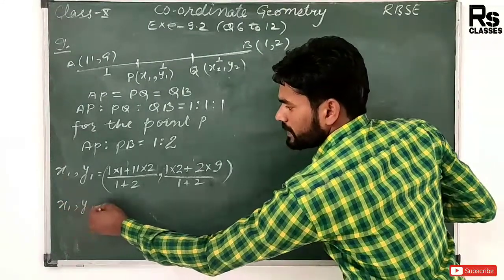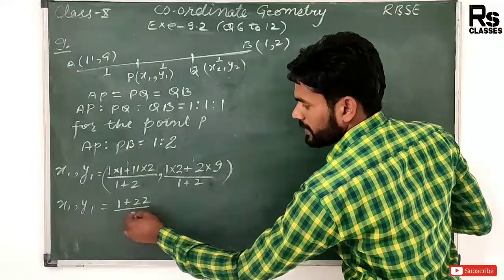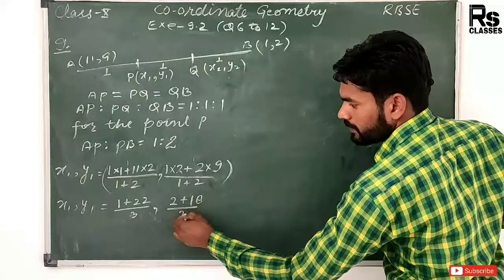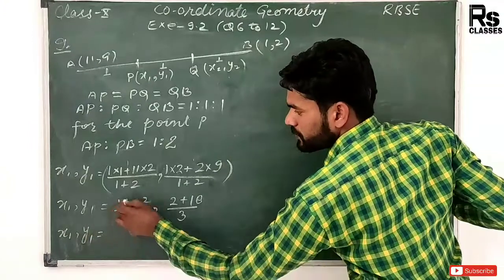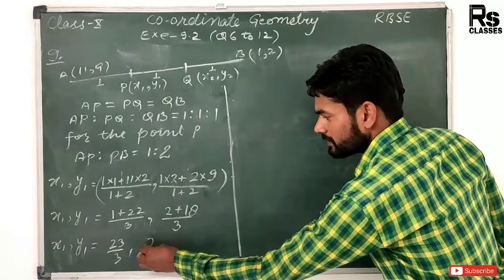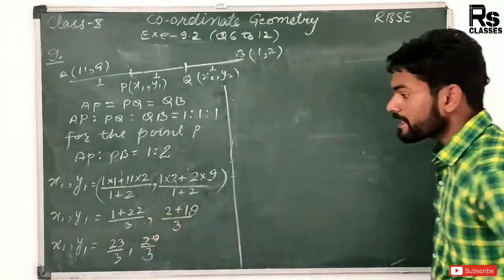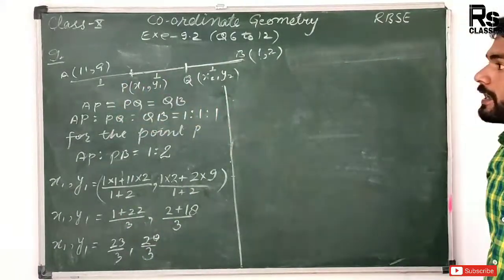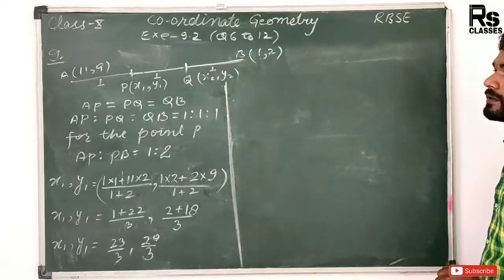x1, y1 is equal to 1 plus 22 upon 3, comma 2 plus 18 upon 3. So finally x1, y1 is equal to 23 upon 3, comma 2 plus 18 is 20 upon 3. So these are the coordinates of the point P. Now next, the coordinates of the point Q.